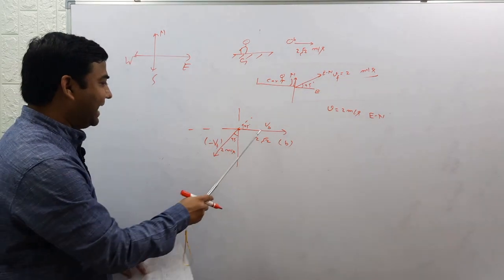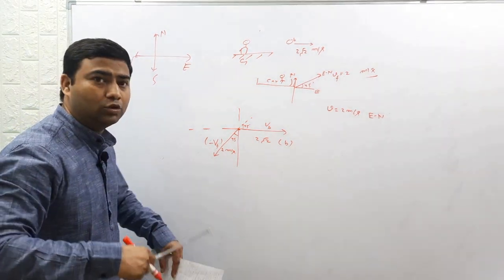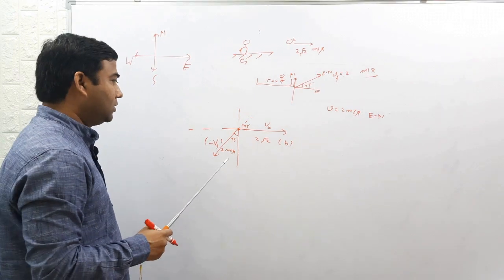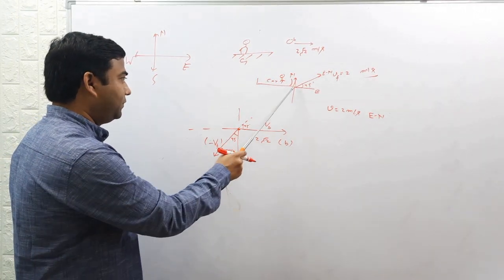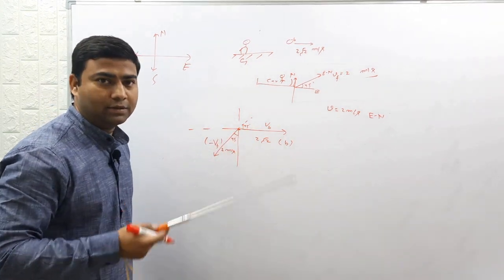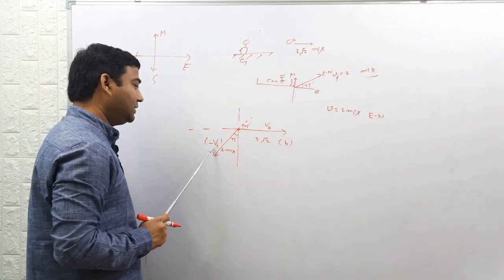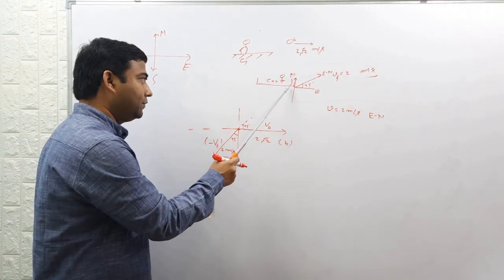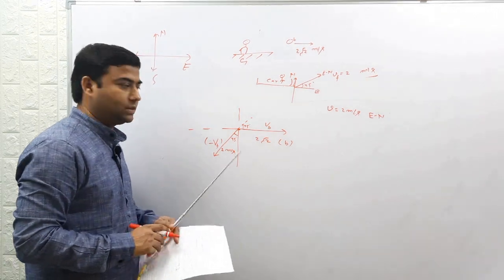Now we have to add both these velocities. Or we can say we are reducing velocity of frame from velocity of ball. Whatever you want to say, you can say. Or we are adding minus velocity of frame with velocity of ball. That way you can also say.